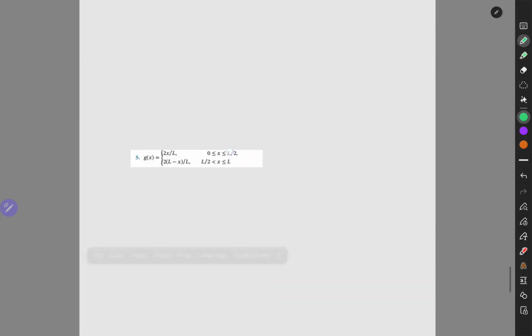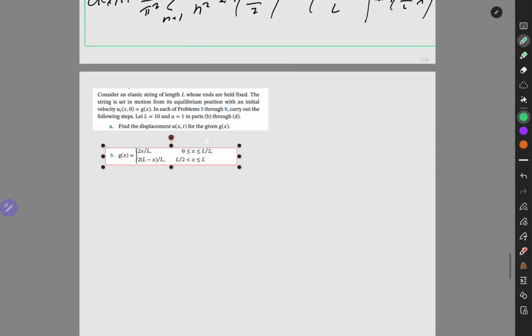I just wanted to show this, what happens here. So what we're looking at now is we still have two fixed ends with initial position, but this one is going to be starting from the equilibrium position with an initial velocity. So what's going to happen is the boundary conditions are just going to flip.